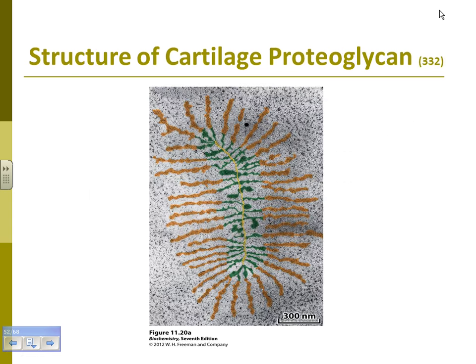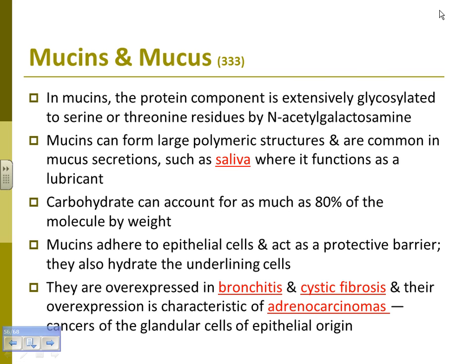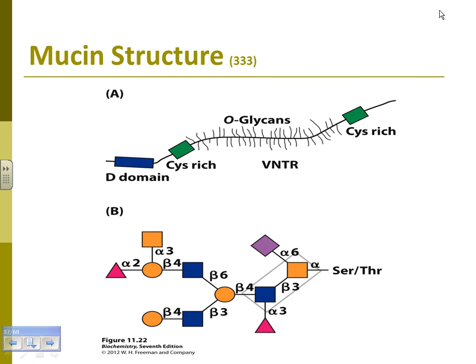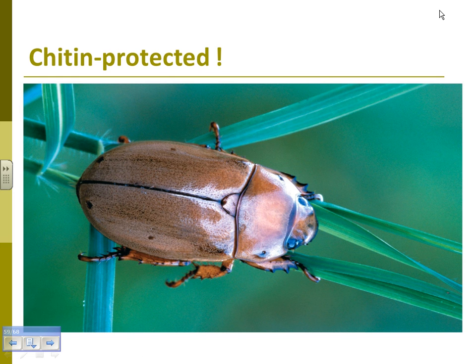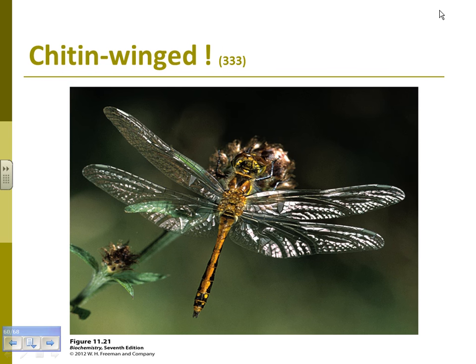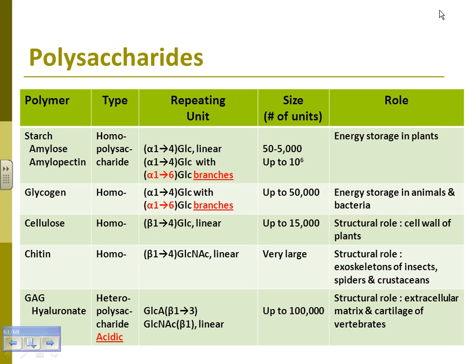So cartilage is another proteoglycan. Mucins and mucus. Again, refer to the study guide for the most commonly asked stuff. Chitin, I love these slides. They don't tell very much. Chitin is like in the wings of these guys, so that's another use of carbohydrate.